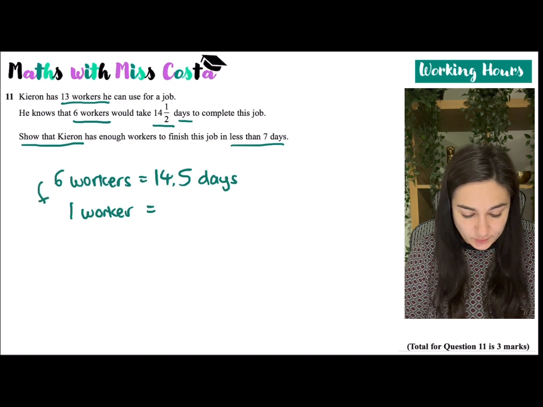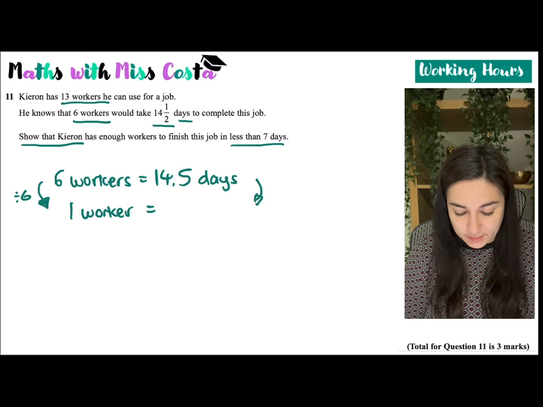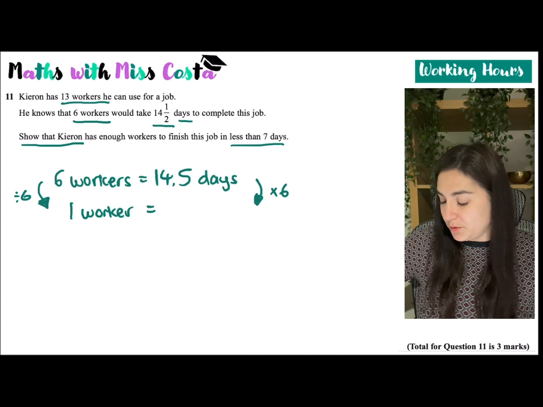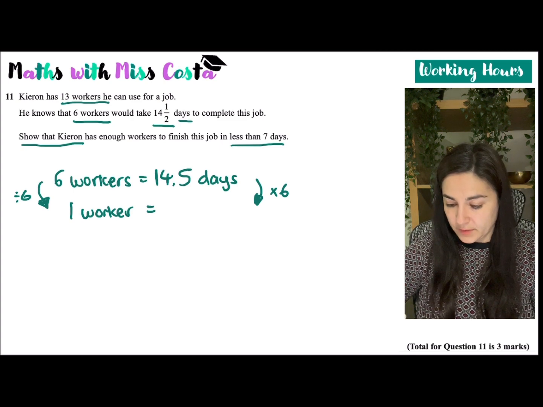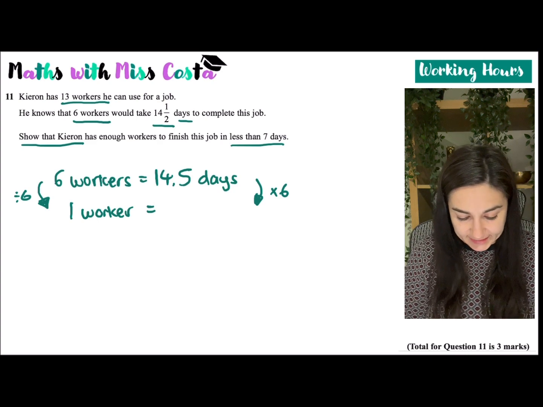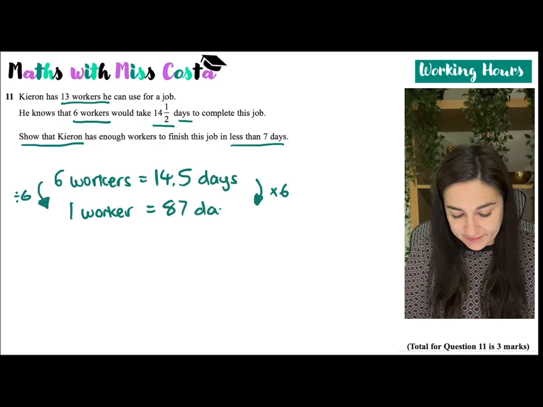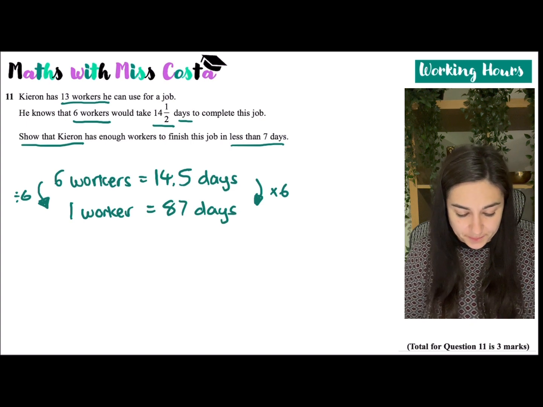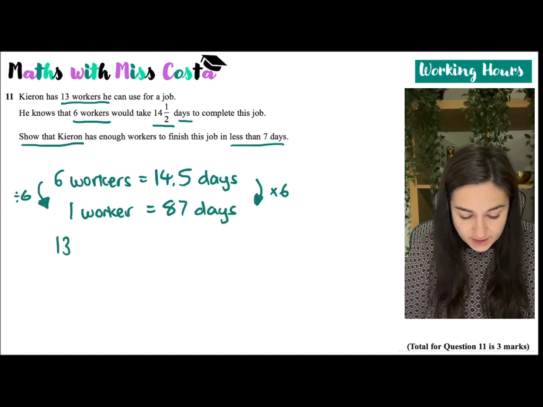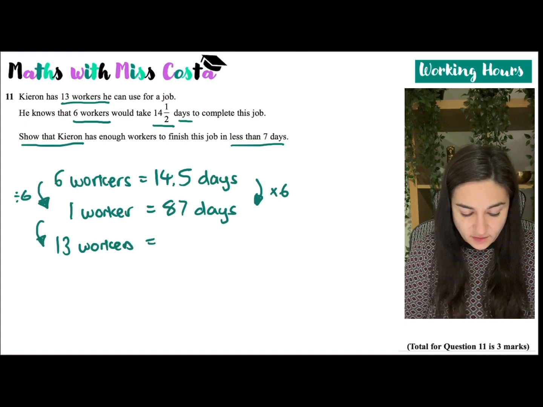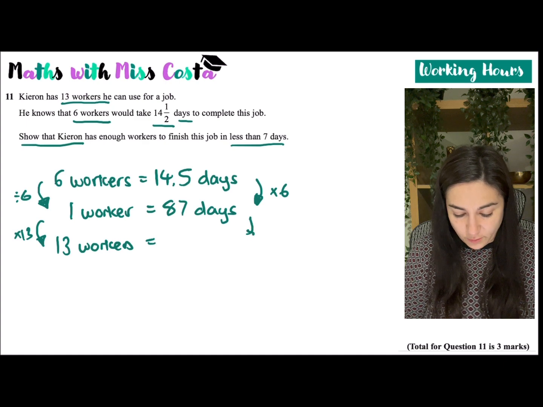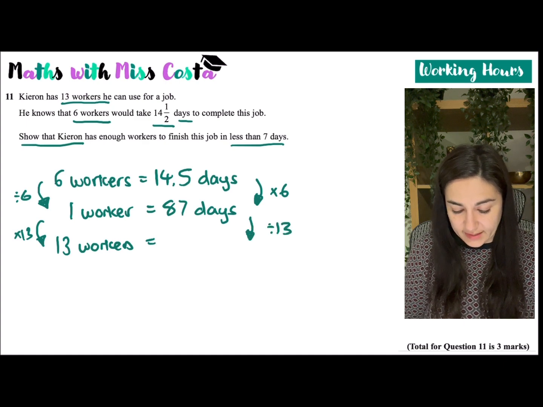So 6 workers, I would divide by 6, and because it's inverse proportion, I would do the inverse. So I would times this by 6. So 14.5 times by 6 gives me 87 days. So one worker would take 87 days to complete this job. Now he has 13 workers. So how do I get from 1 to 13? I times by 13. Therefore, I'm going to have to divide by 13.